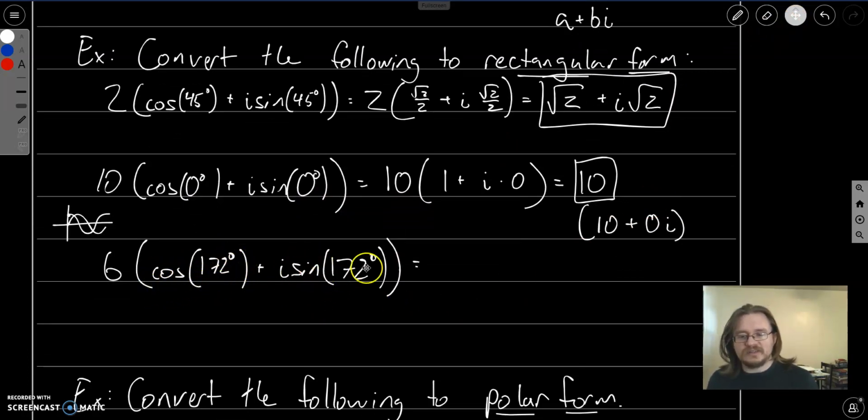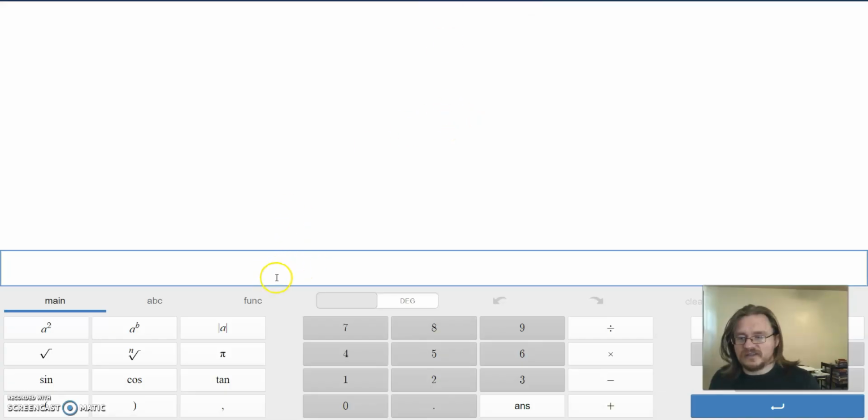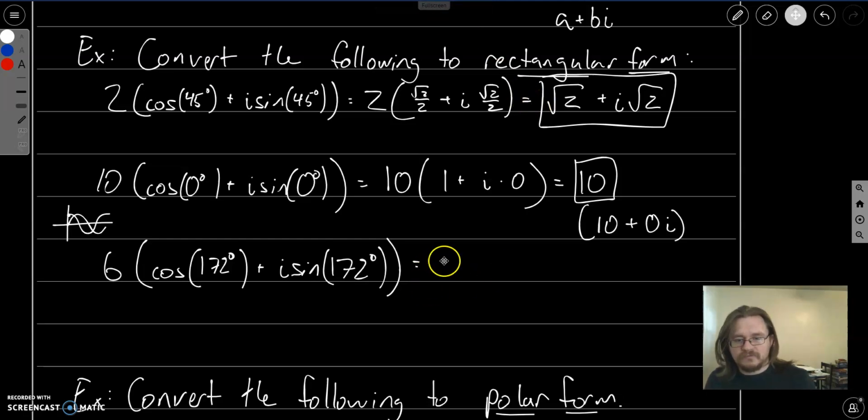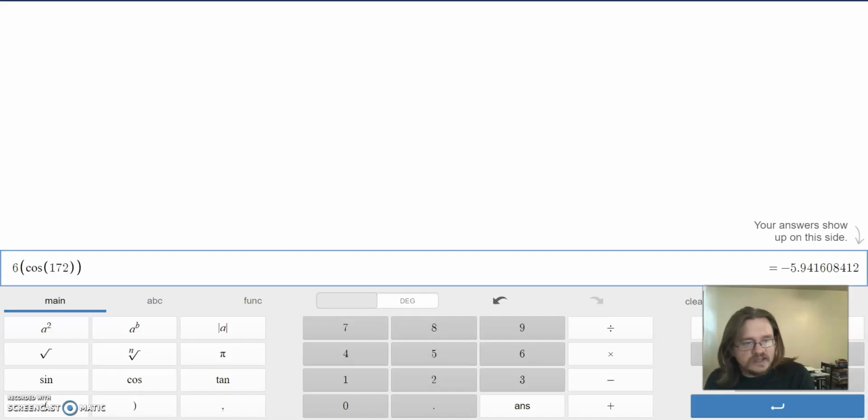Cosine of 172 and sine of 172: this is not one of our special angles, so this is something that I would plug into, for instance, Desmos. So if I want 6 times the cosine of 172, that's going to be negative 5.94 if I just round that to two decimal places.